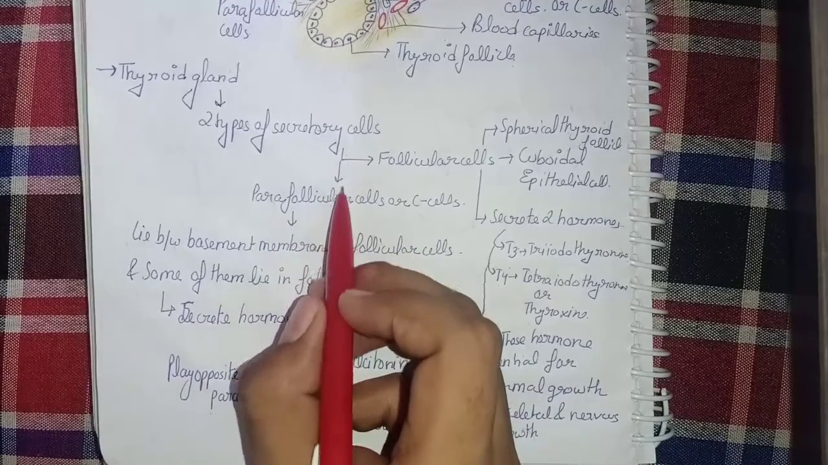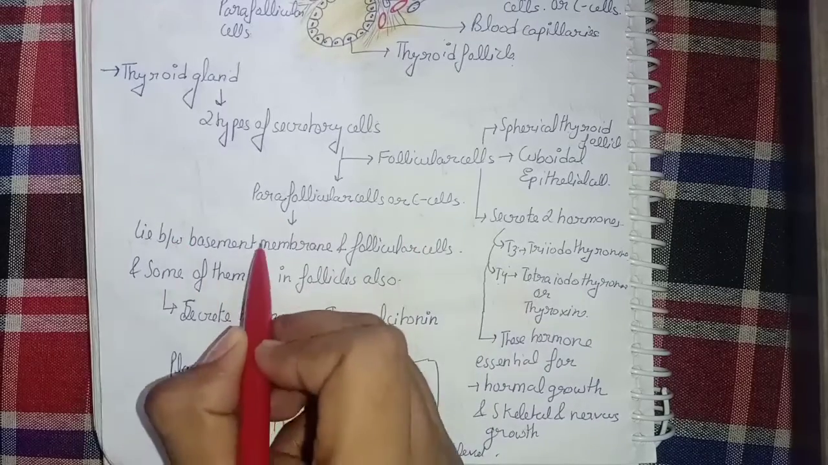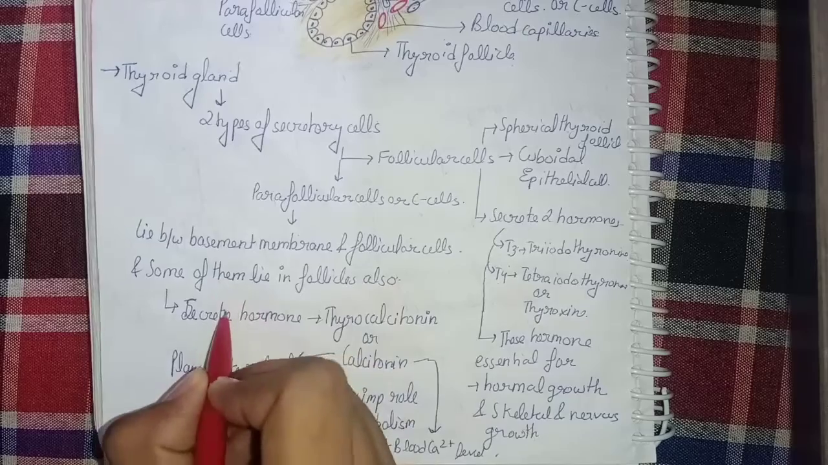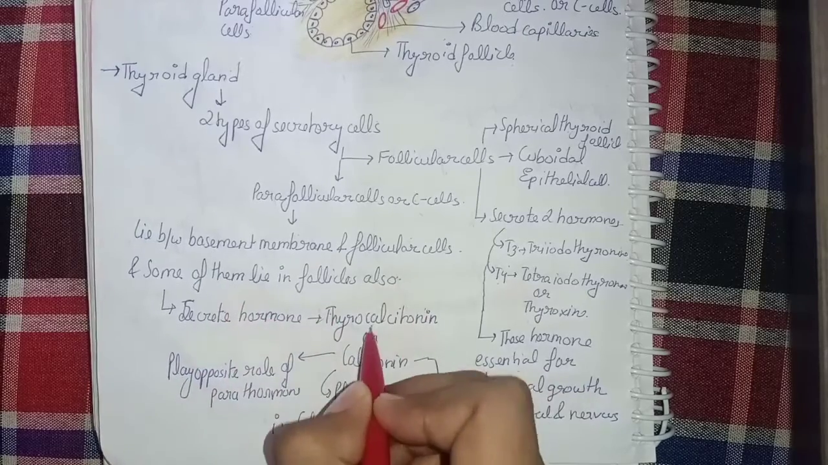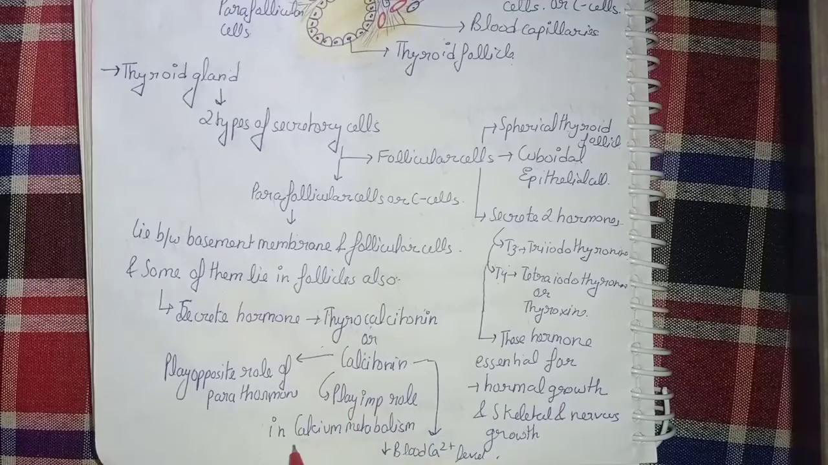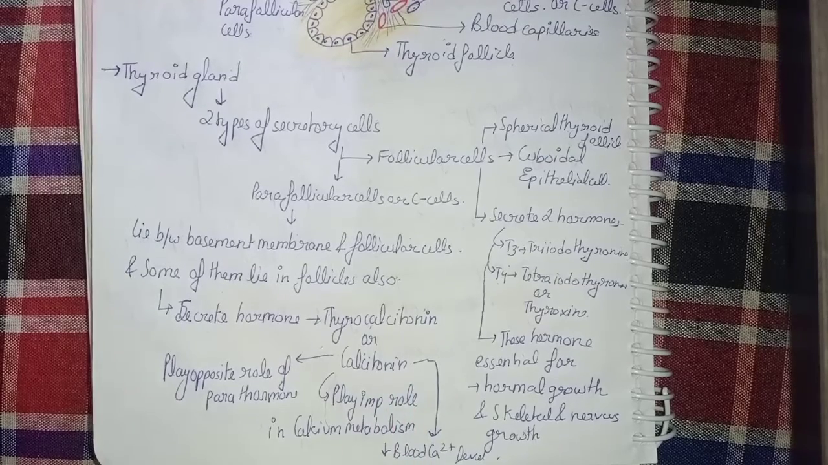And the second group of cells is the parafollicular cells or C cells. They lie between the basal membrane and the follicular cells, and some of them lie in the follicles also. They secrete the hormone thyrocalcitonin or calcitonin, which plays an opposite role to parathormone, and they play an important role in calcium metabolism, because they decrease the calcium level in the blood by increasing the rate of excretion of calcium and by deposition of calcium into the bones. Hence they decrease the blood calcium level, and they act opposite to parathormone.